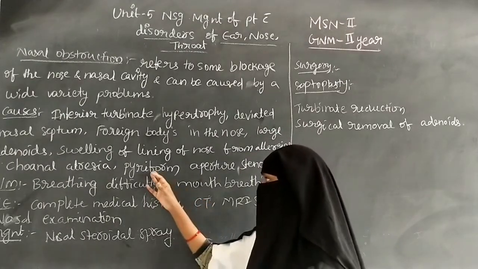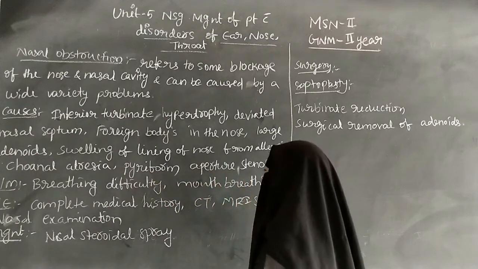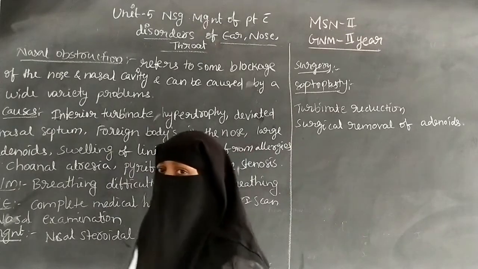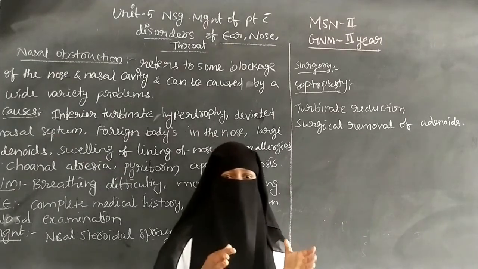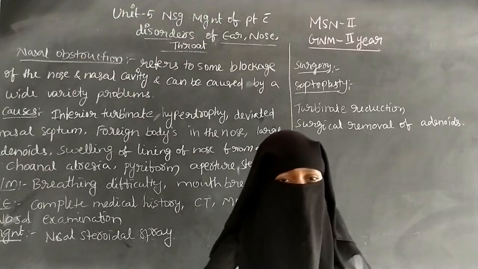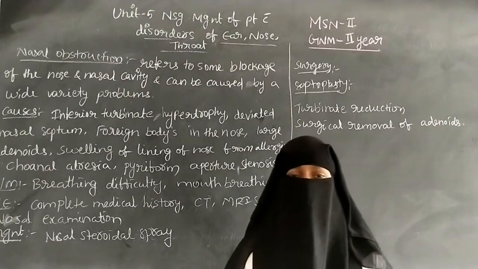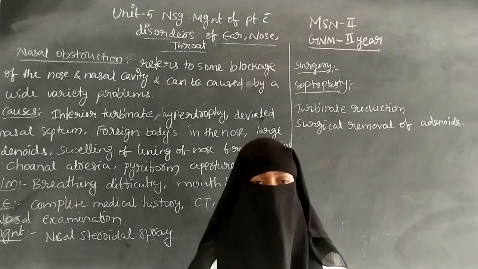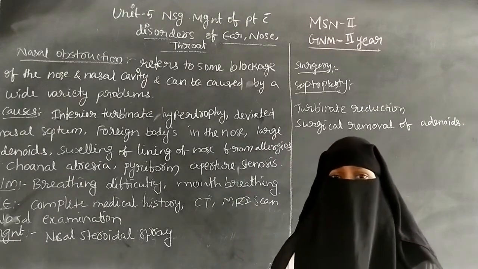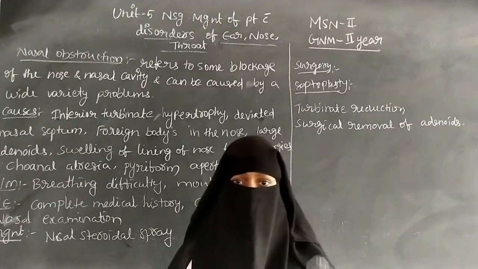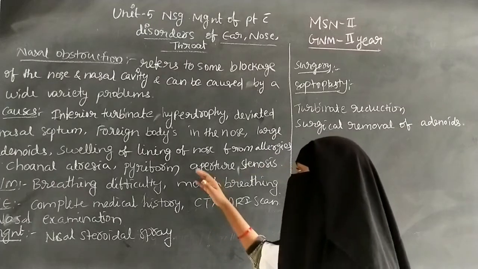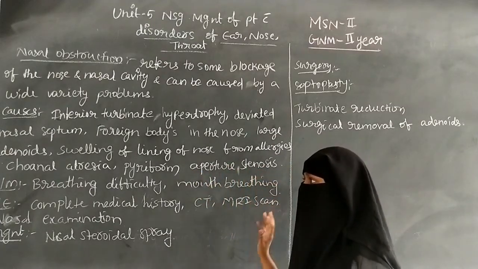So it is called pyriform aperture stenosis. In the pyriform aperture stenosis, there is a narrowing of the front of the opening of the nose because of the overgrowth of the upper jaw bone. So it is called pyriform aperture stenosis.